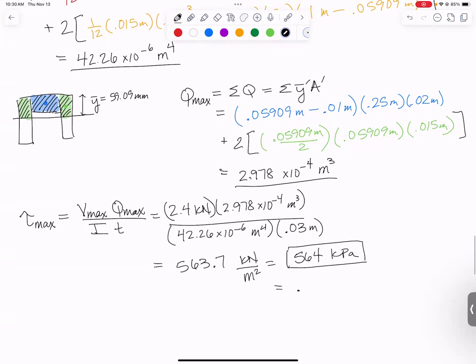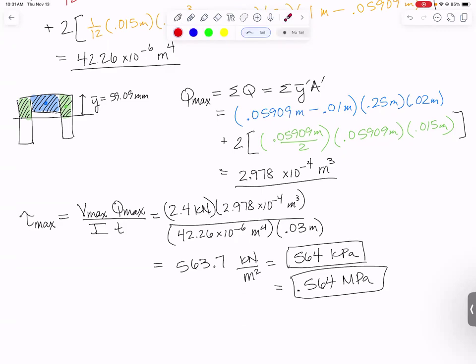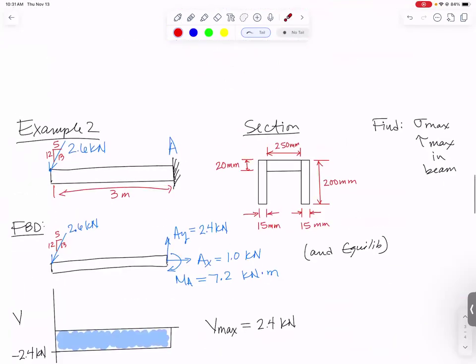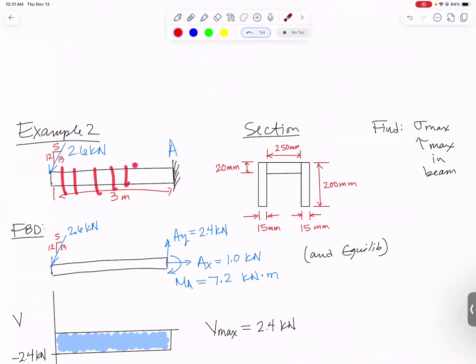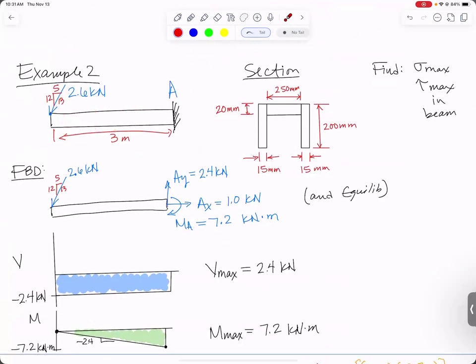You'd also be totally fine to call this 0.564 megapascals. Either number works. That is the biggest shear stress you find anywhere in that beam. Happens at the centroid location. And it's actually the same anywhere you cut the beam because look at our shear diagram. V is the same everywhere along the entire beam.